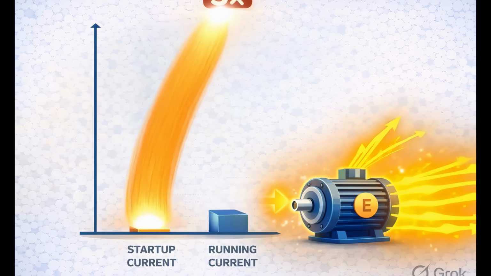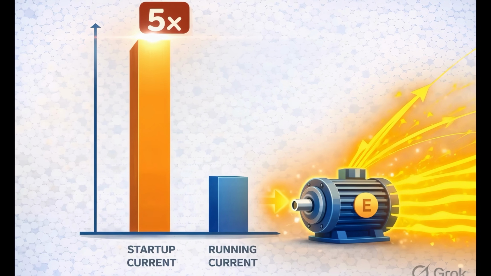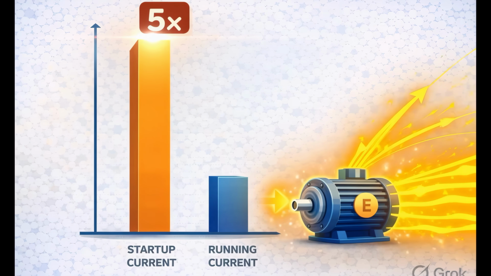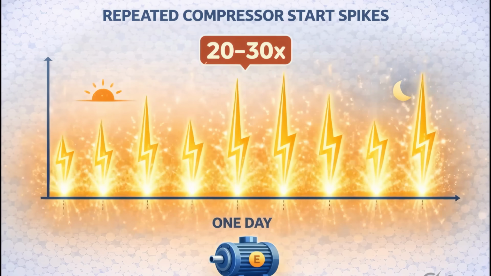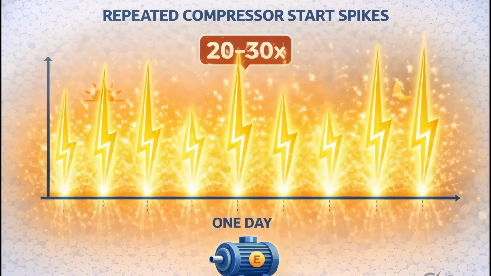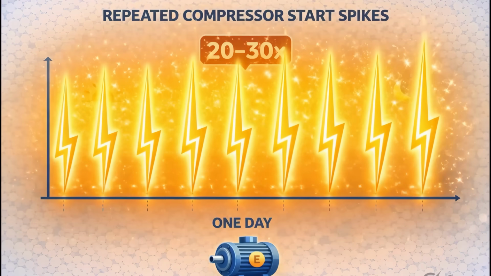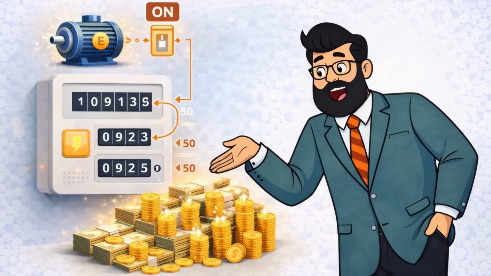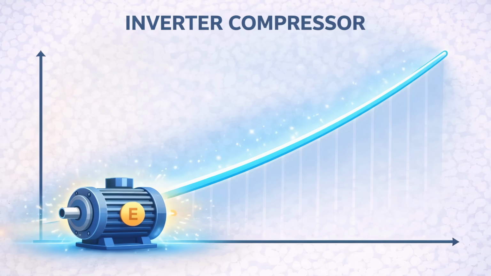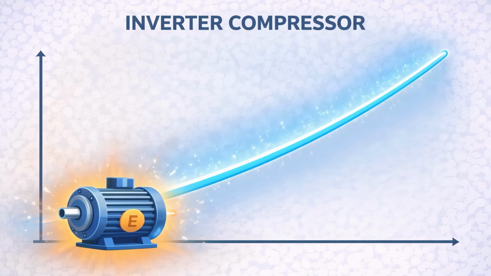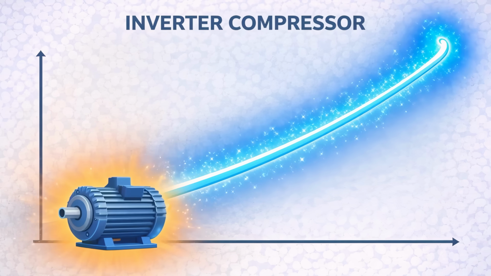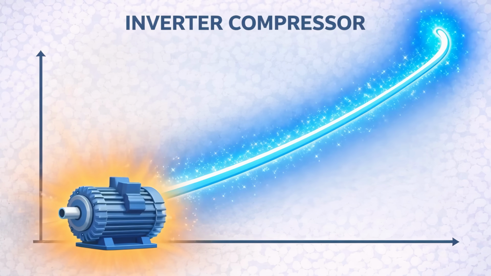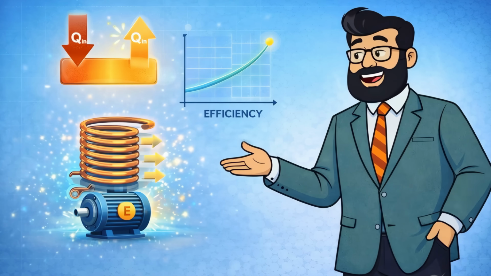When a non-inverter compressor starts from a dead stop, it requires a massive surge of electricity, often 3 to 5 times more current than it needs when it's actually running. Because a non-inverter AC might start and stop 20 or 30 times a day, those surges add up. You are paying for the effort of starting the motor over and over again. An inverter AC avoids this entirely. It starts up slowly and softly, and because it rarely shuts off, it never has to deal with those expensive startup surges.